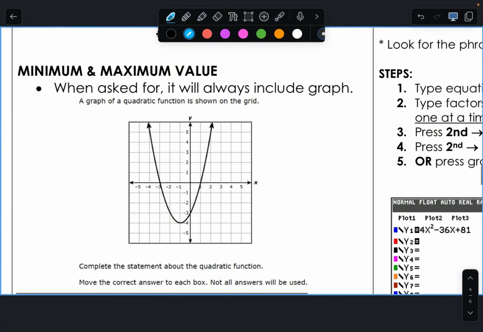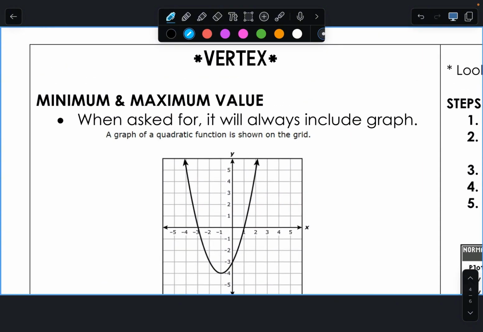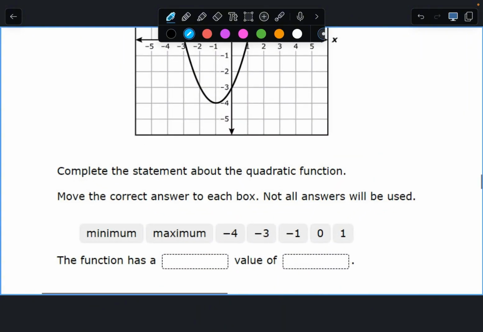Vertex. Questions about the vertex can either ask you for the minimum or maximum value. If they ask you for the minimum or maximum value, they're going to include a graph, okay? Those questions always include a graph. So like this example right here, it's asking for the maximum or the minimum. This one is a what? Minimum because it's a low point. Okay? Now that minimum is specifically what number? -4. When they ask you for the minimum, they're asking you for the y value.